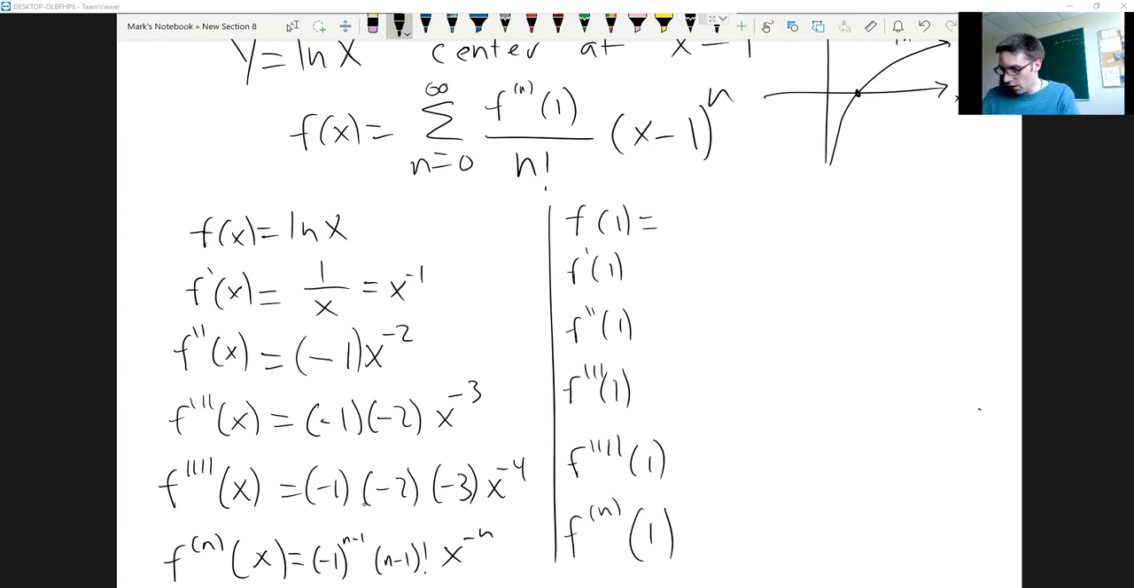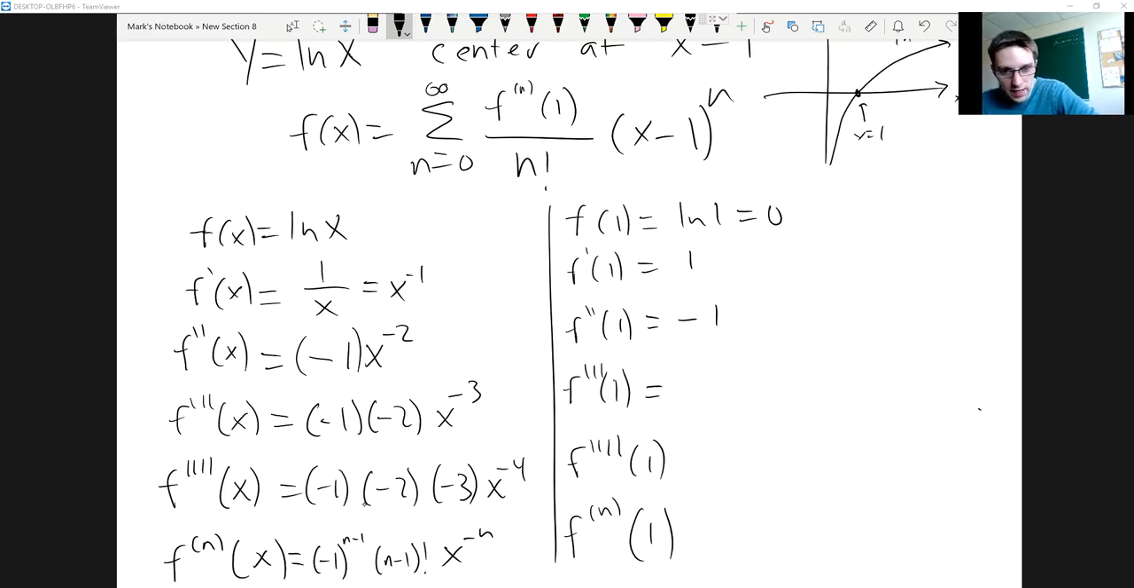So f of 1 is the log of 1. Well, log of 1 is just 0. F prime of 1 is going to be x to the negative 1, which is just 1. The next one will be negative 1. The next one after that will be, notice when you plug in 1 to this power of x, you'll see that you get 1 every single time.